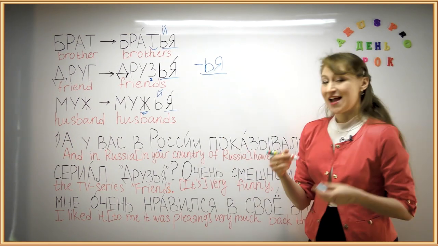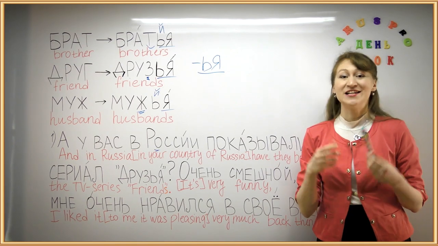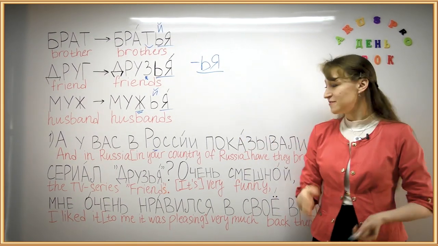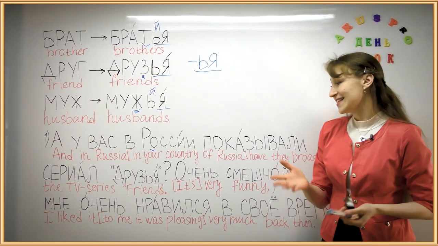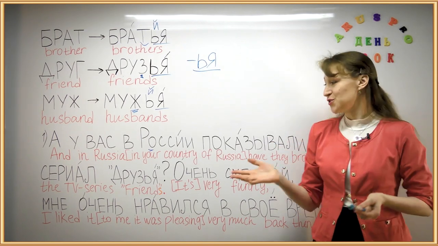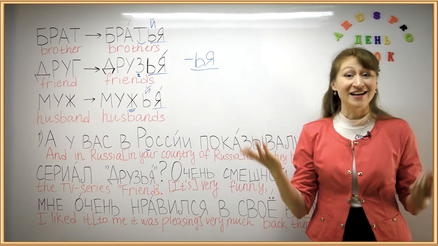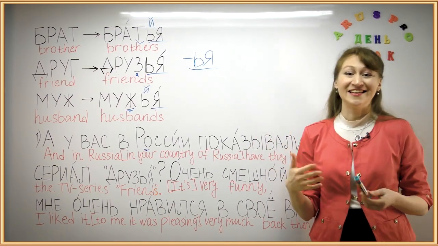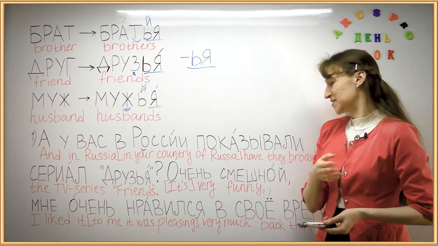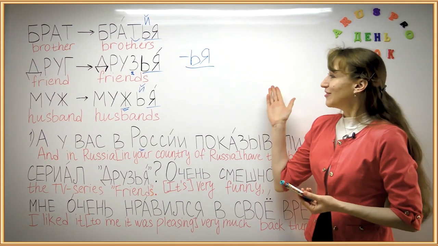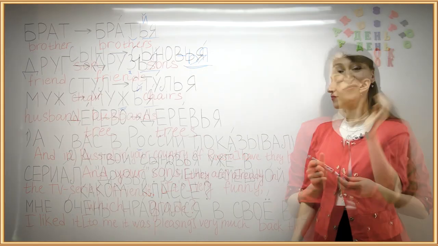By asking, have they broadcast, показывали, you let her know that you have watched it, because it's an American TV series, and by the second sentence, you let her know you like it. If she has watched it too and she likes it, she will reply something like, да, я смотрела, yes, I have watched it, and then you can get your conversation going. So let's look at more examples with this ending and one more phrase.